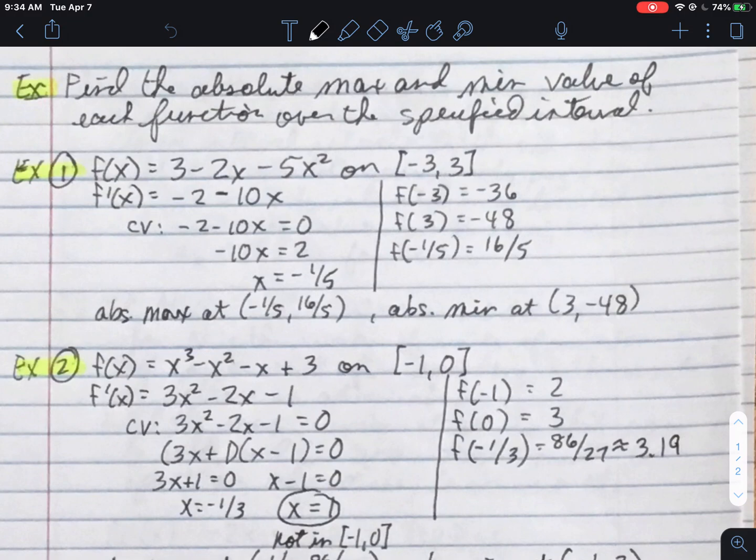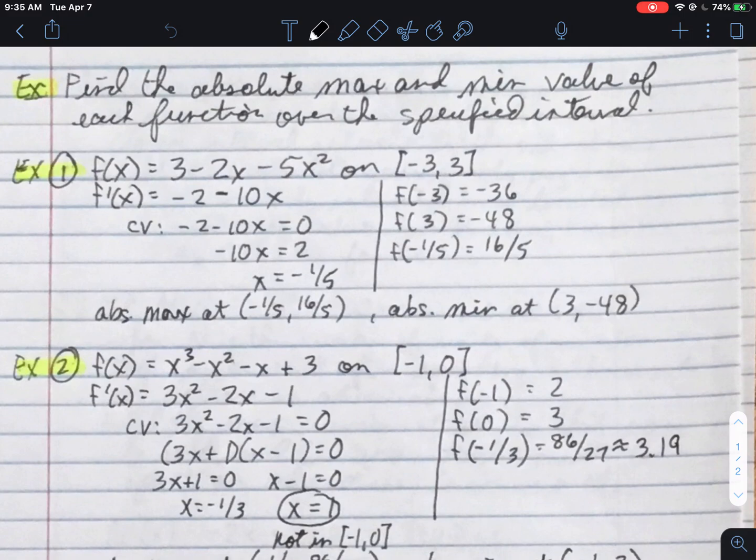So we want to find the absolute max and the absolute minimum value of each of the following functions over the specified interval. So for number 1, f of x equals 3 minus 2x minus 5x squared on the interval from negative 3 to 3. Right? So step 1, find our derivative. And again, this is a nice little power function, so power rule, negative 2 minus 10x.